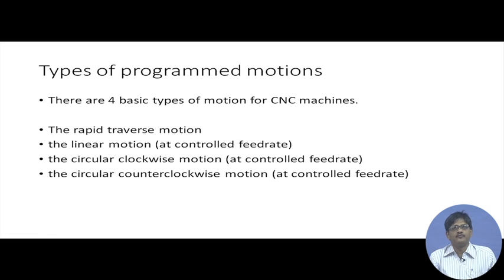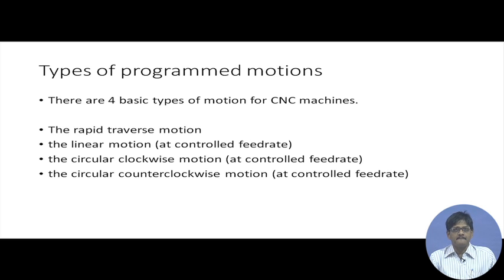Let us look at the type of programmed motions that we are going to get from a general purpose continuous control machine. Continuous control machines can carry out all point-to-point operations, but point-to-point operation machines cannot carry out certain motions which are possible in case of continuous control. So, there are 4 basic types of motion for continuous control CNC machines. First of all comes the rapid traverse motion. This motion is generally used to take the tool or the cutter to the point at which it is supposed to carry out the cutting action.